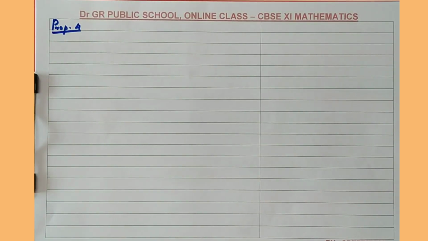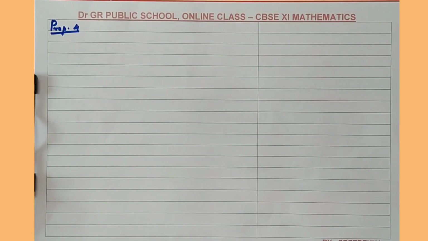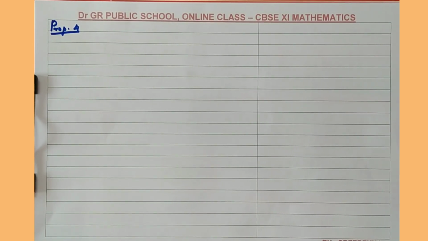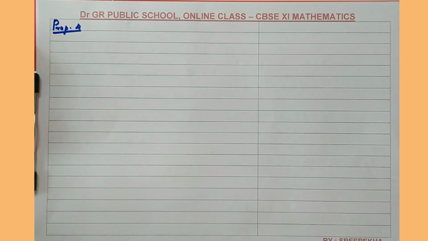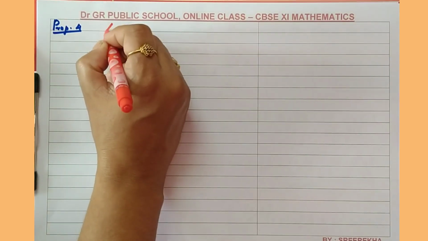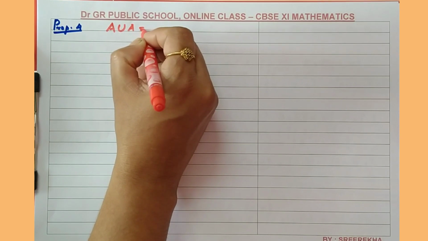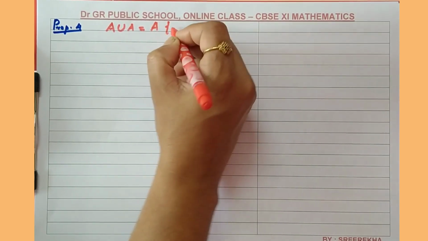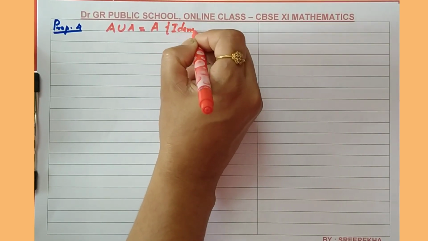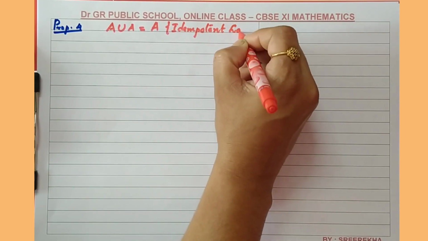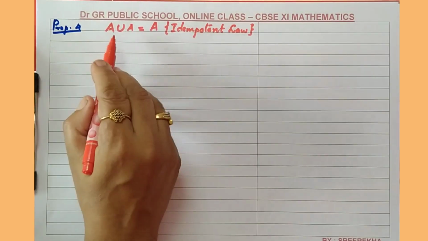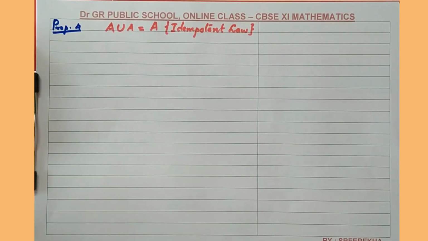Three properties were discussed. The first property is the commutative property, A union B equals B union A. The second property is the associative property. The third property is the existence of the identity element, the null set. The fourth property, which is very important, is A union A equal to A itself. This property is called the idempotent law. Idempotent, I-D-E-M-P-O-T-E-N-T, the idempotent law. That is, union with the same set gives that set itself.